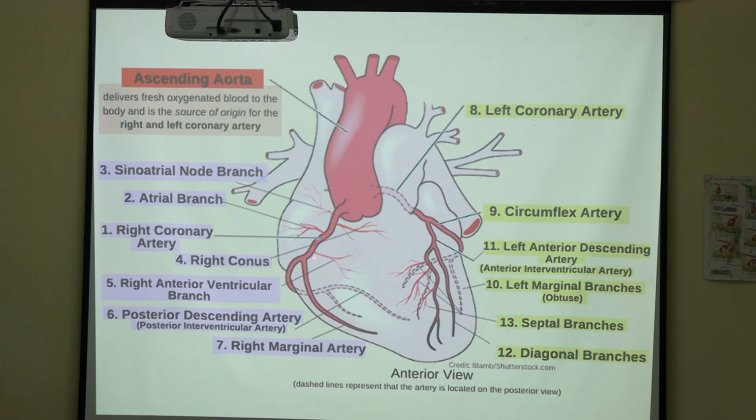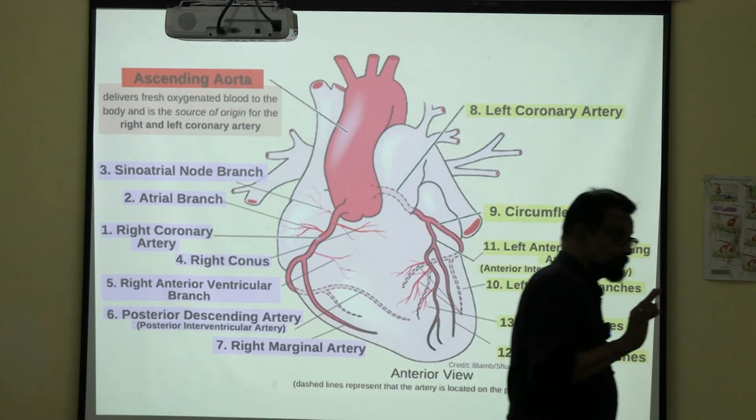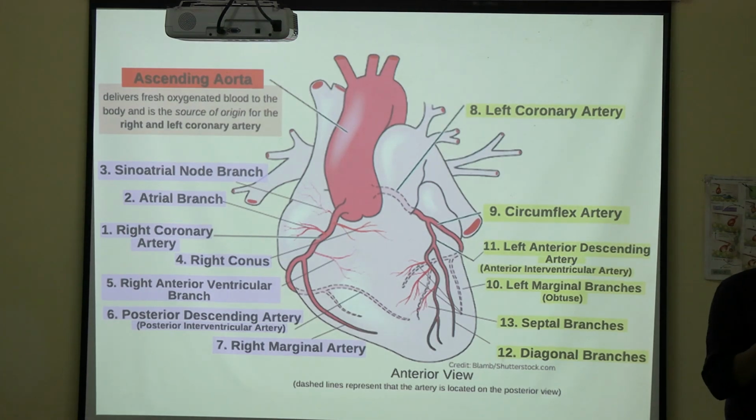Again, after that, it will produce two branches. One will be going to the back side along the same sulcus, the posterior sulcus, at the back. So following the same sulcus, it will be going to the back side. It has turned to the back, and it has produced what? The PDA. This is very important. Most commonly, this part is affected or develops atherosclerosis.